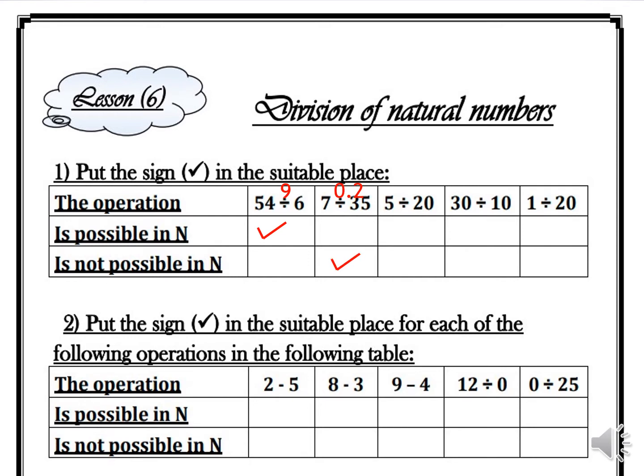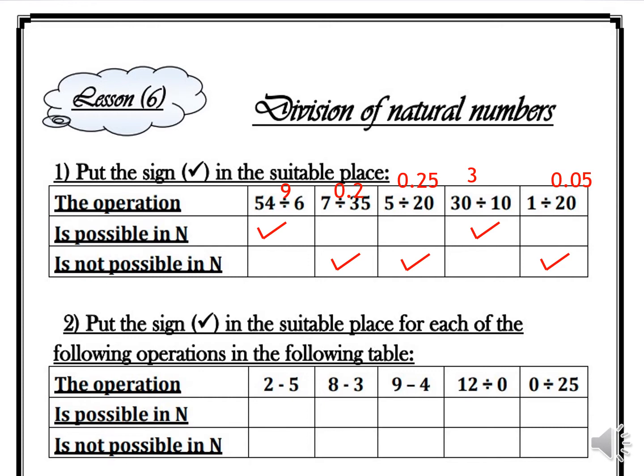5 divided by 20 equals 0.25. It's also a decimal number, so it's not possible in N. 30 divided by 10 equals 3, so it's a natural number, it's possible in N. 1 divided by 20 equals 0.05. It's a decimal number, so it's not possible in natural number.